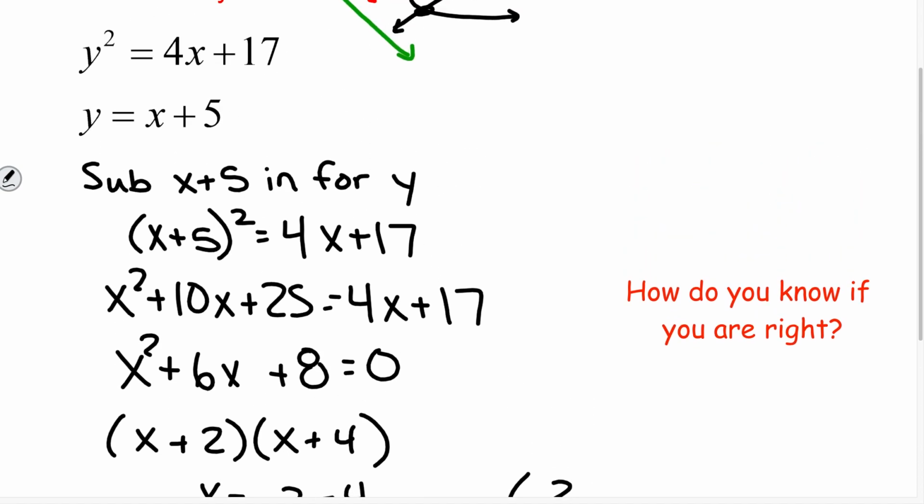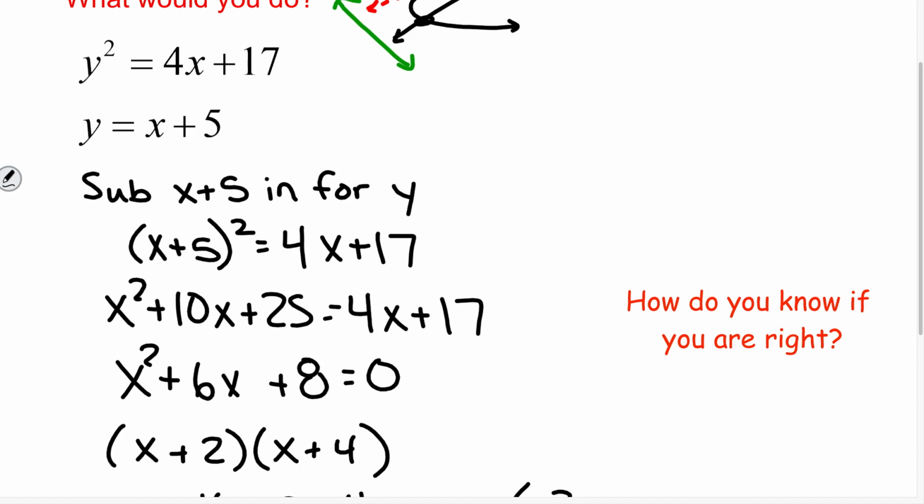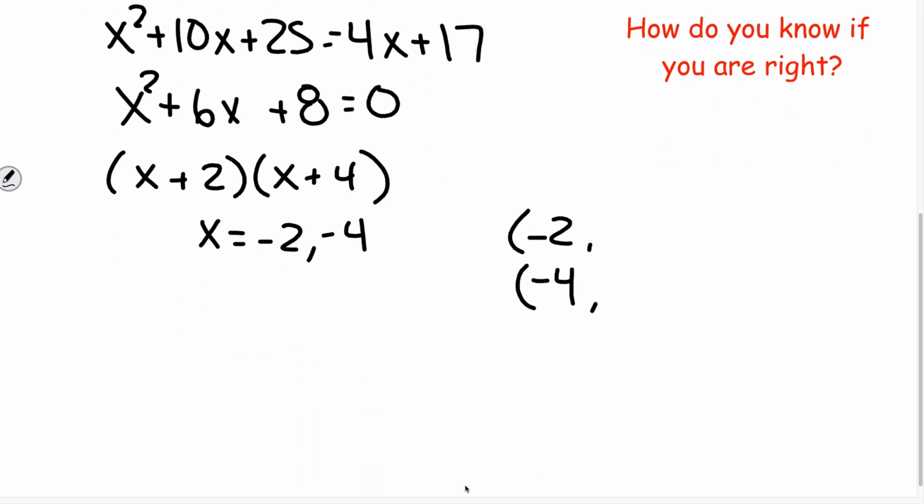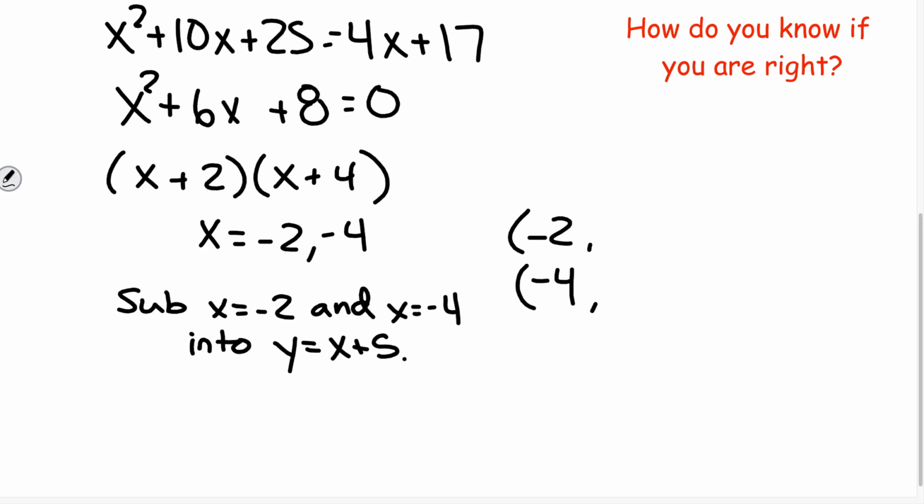You can plug them into either equation up at the top, but it's probably easiest to plug into y equals x plus 5. So -2 plus 5 will give me 3, and -4 plus 5 will give me 1. So we're going to sub x equals -2 and x equals -4 into y equals x plus 5, just so you know what we're doing. That gives me 3 and 1. If you wanted to make sure you were right, you could take those x and y's and plug them into the first equation, and they should also work.